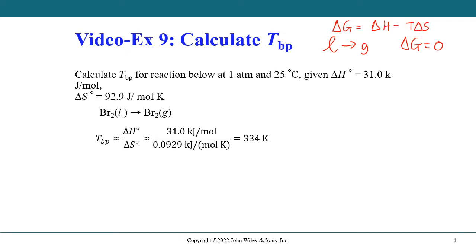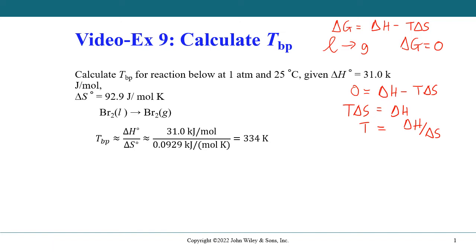If we rearrange that equation, now that delta G is equal to 0, we could say 0 is equal to delta H minus T delta S. We could then rearrange this equation so it becomes T delta S is equal to delta H, and temperature can then be equal to delta H over delta S. So that's for any phase change, whether it's a boiling point or a melting point, or a sublimation for that matter. So we want to calculate the boiling point.